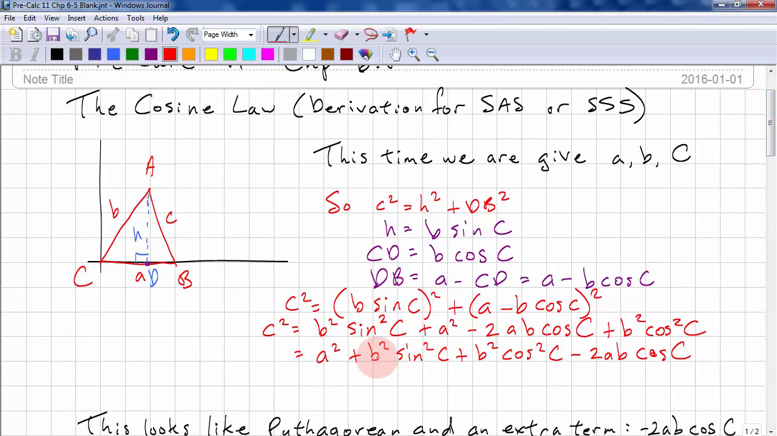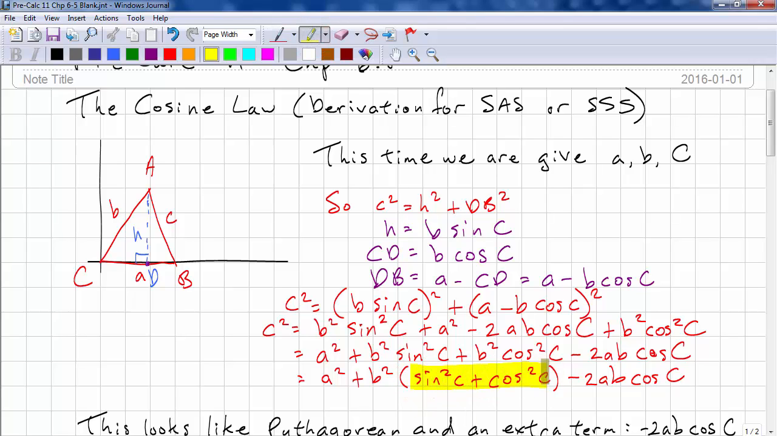Now, we can factor out a b squared. So we have a squared plus b squared times (sine squared C plus cos squared C) minus 2ab cos C. This is an identity, and it's equal to 1. So a squared plus b squared minus 2ab cos C. So this is c squared. Okay, this looks like the Pythagorean theorem with an extra term.